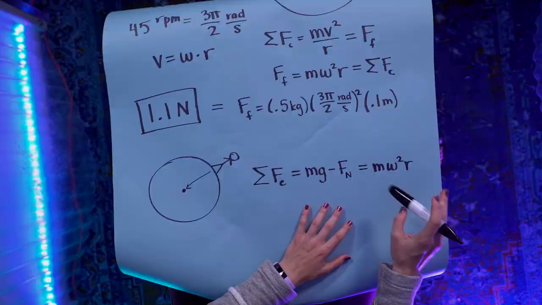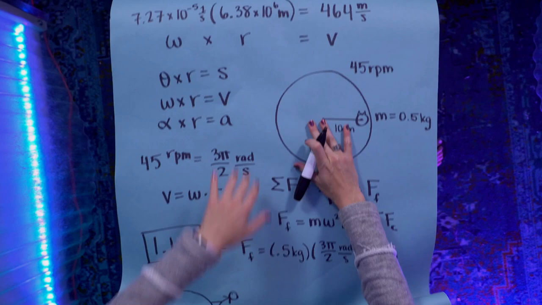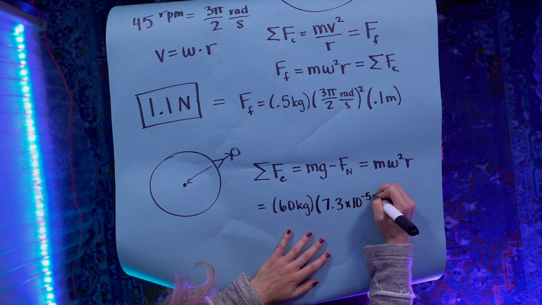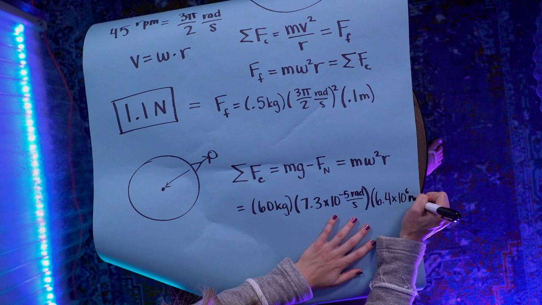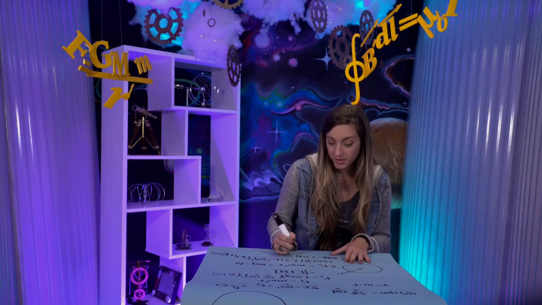So let's work it out with my mass, which is about 60 kilograms. My omega, we worked that out in the last problem. It's about 7.3 times 10 to the minus 5 radians per second. Times 6.4 times 10 to the 6th meters. This is the radius of the Earth. And we get that this equals about 2 newtons. So we get a reduction in the normal force by about 2 newtons.